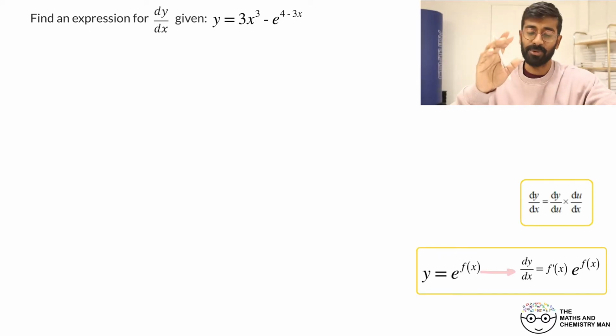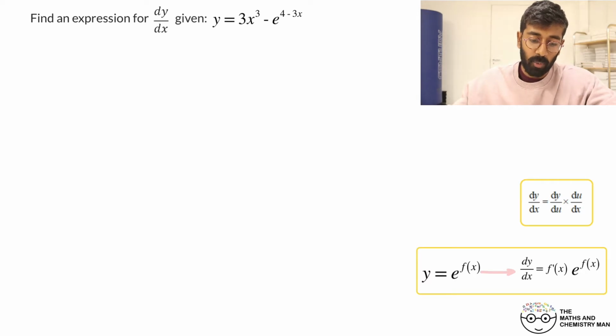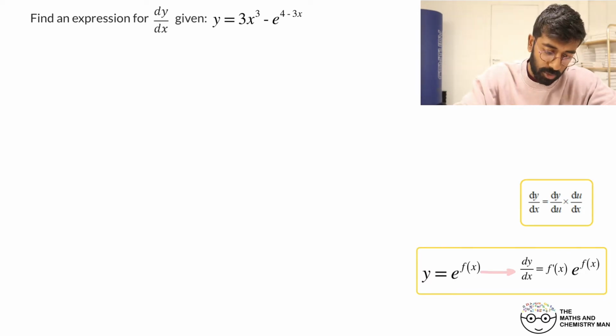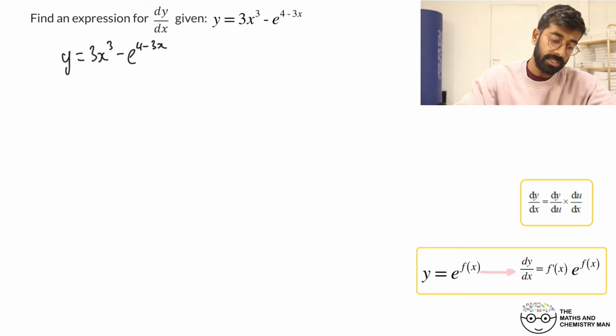Rightio, let's go through the solution. So we've got y is equal to 3x cubed, take away e to the 4 minus 3x. So what we'll need to do is differentiate these two parts, right? So we need to differentiate that first, and then this part here. So that's what I'm going to do.